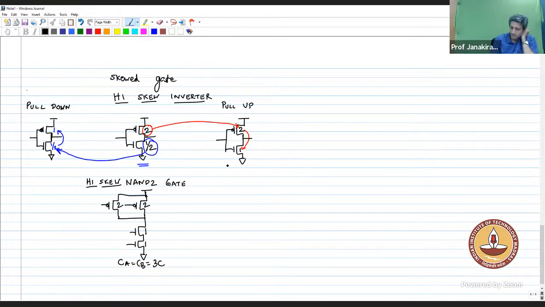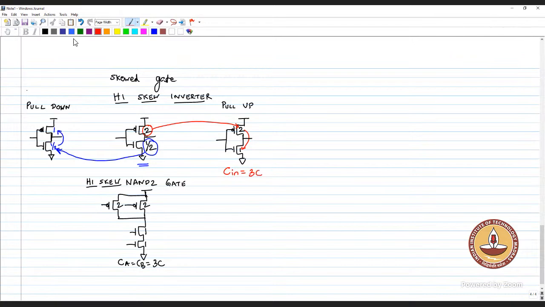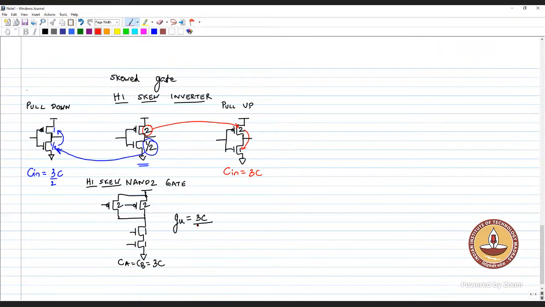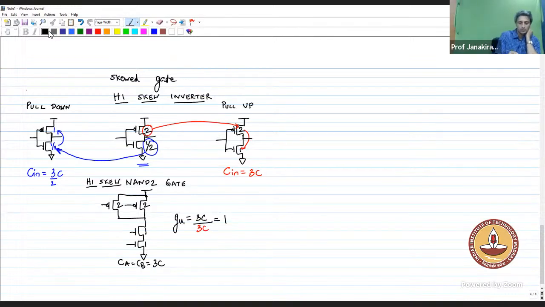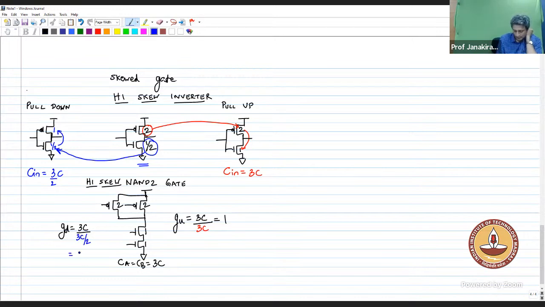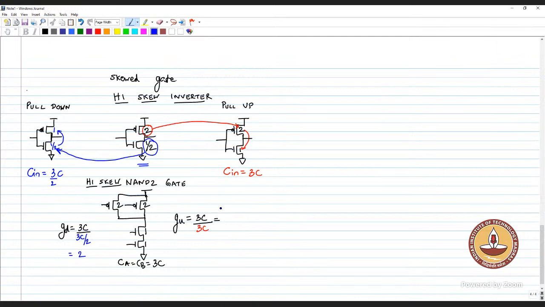3C. What is the gate capacitance of this for pull up? I'll write it in red. C in equal to how much? 3C. And in blue, C in equals how much? 3/2 C, correct? Therefore, pull up logical effort is 3C divided by what? 3C. Exactly. So this is equal to 1. What about GD, pull down? Equal to 3C divided by 3/2 C. Therefore, you get logical effort of 2. You understood?